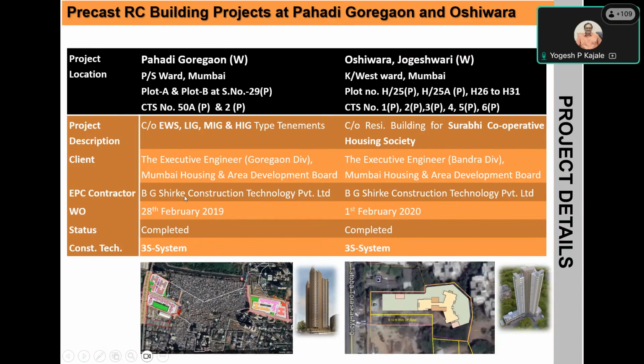The first project has EWS, LIG, MIG, and HIG type housing units. Particularly in this 39-story building, there were only MIG and HIG category houses. And as far as the 29-story building is concerned, that project is basically a High Court Judges Quarters project. It's a super high category housing of almost 1700 square feet carpet area.